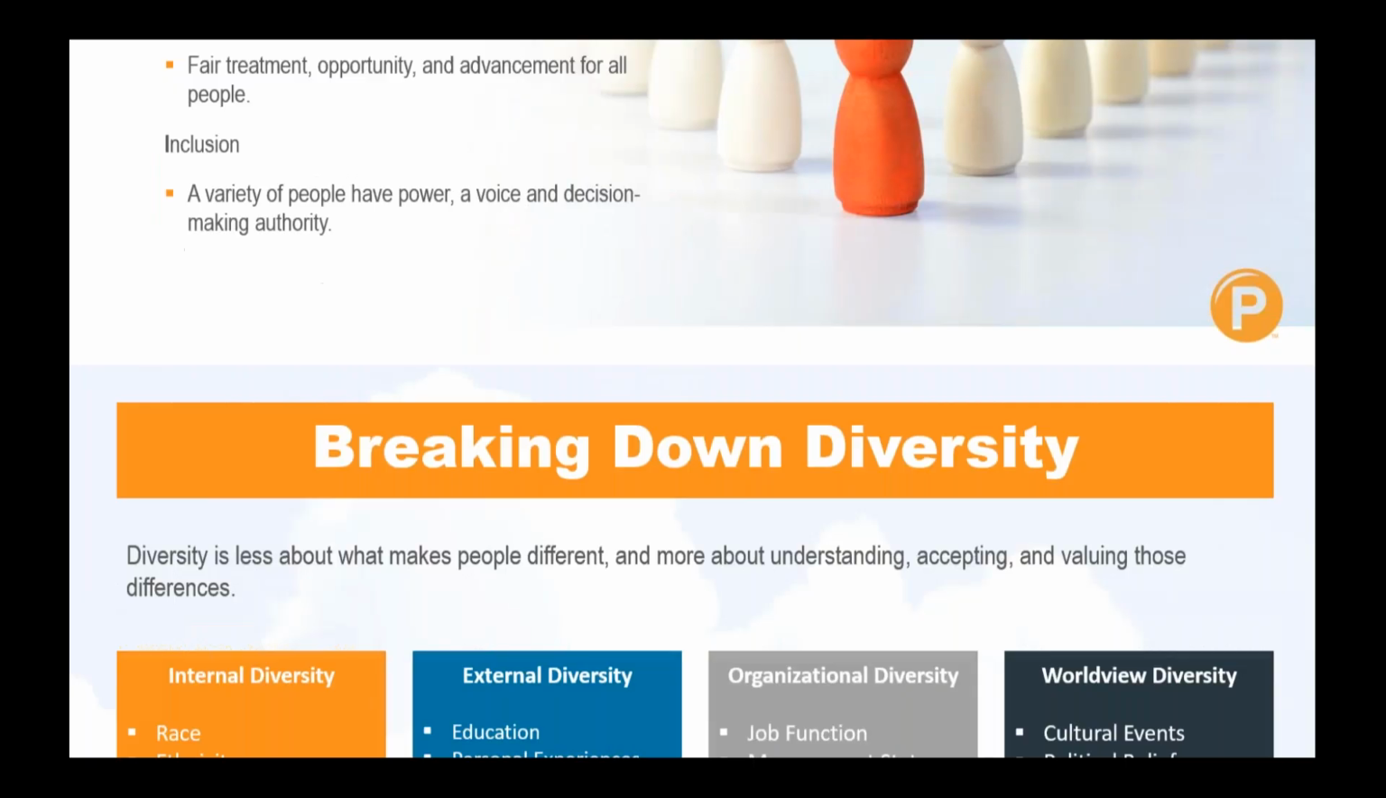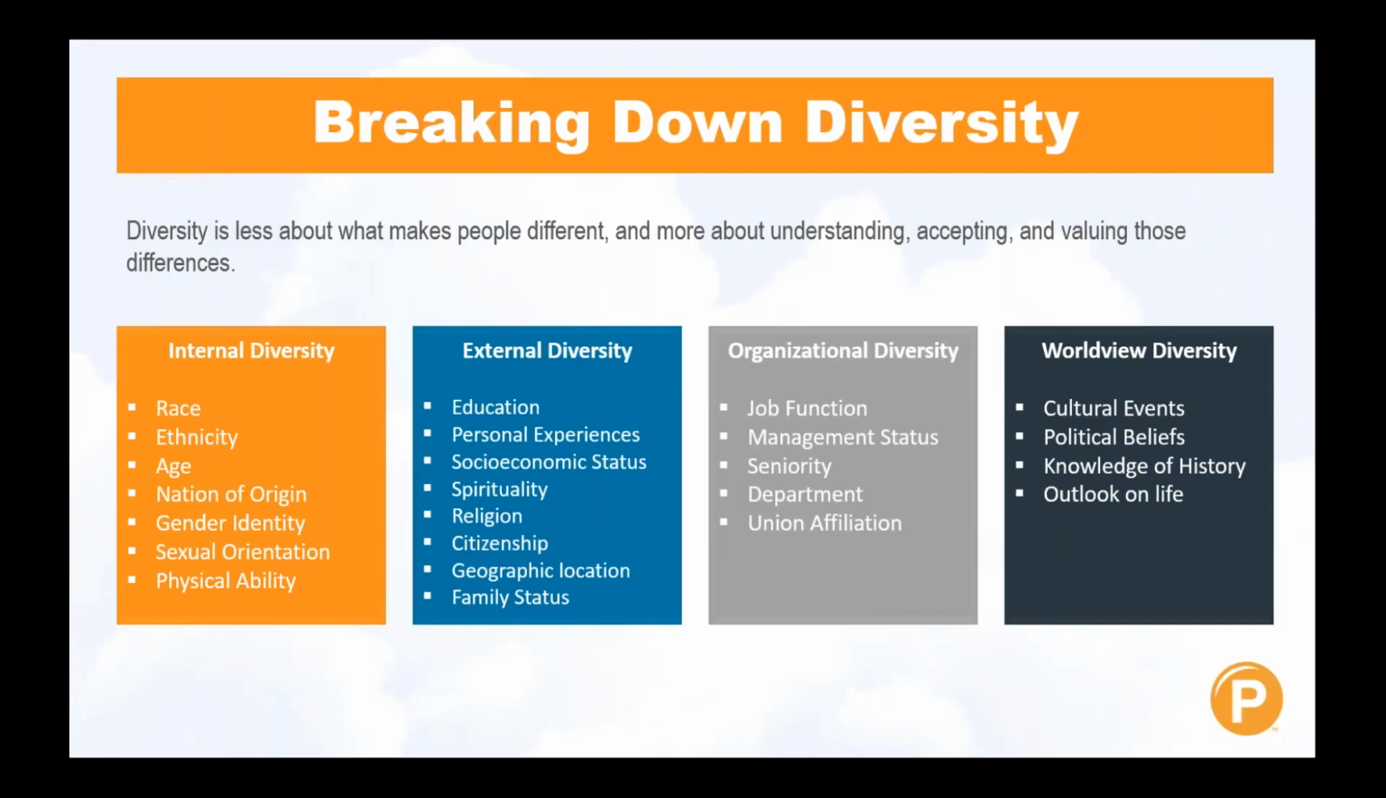Diversity is less about what makes people different and more about understanding, accepting, and valuing those differences. So we like to break diversity down into 4 different categories: internal, external, organizational, and worldview. When you look at internal diversity all the way on the left side of the screen, you'll notice that many of these, such as race, ethnicity, age, actually, I think all of them, are protected classes. So it's probably not the first time you've seen that list. You've probably seen it during maybe one of our harassment or discrimination seminars as well.